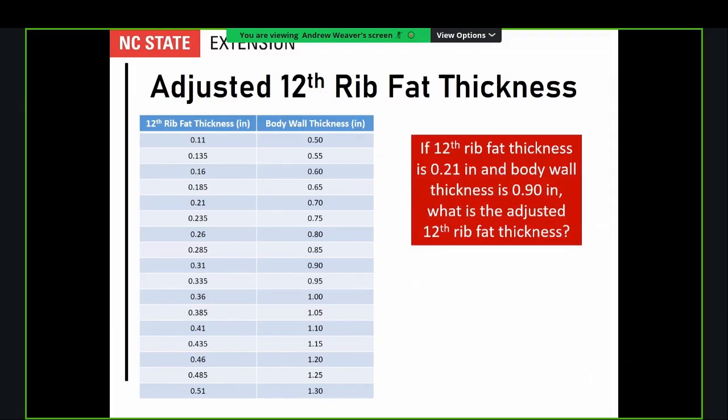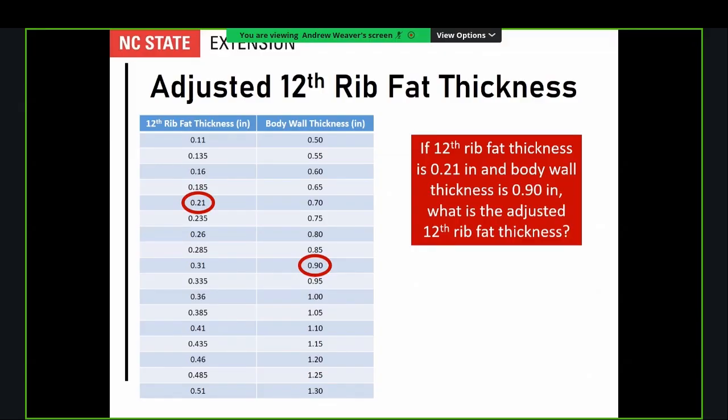If the 12th rib fat thickness, the back fat thickness, is 0.21, and the body wall thickness is 0.9, what is the adjusted 12th rib fat thickness? In the column for 12th rib fat thickness, I find 0.21. Then I go over to the body wall thickness column, find 0.9. With a body wall thickness of 0.9, I would expect a lamb to have a rib fat thickness of 0.31.